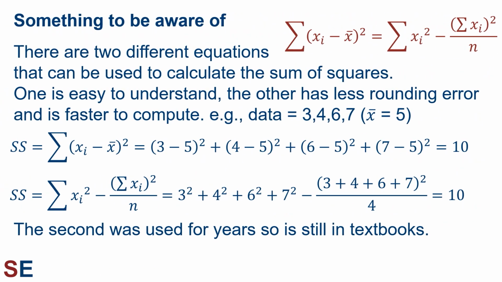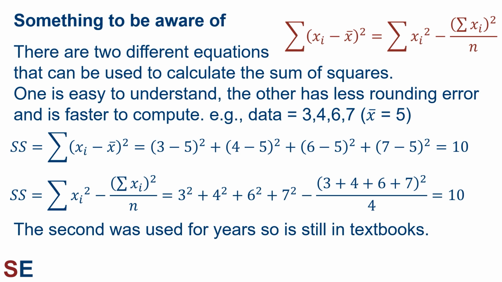Before we move on to the discussion of the shape statistics, there's something you should be aware of. There are two different equations that can be used to calculate the sum of squares, as shown on the top right of this slide. There's the summation of the squared differences, which is fairly straightforward, and then there's that second equation, which is the sum of the squared values minus the sum of the values squared, all divided by the sample size. Both of them will give you the exact same number with a particular data set, as you can see in the example shown on this slide here, for a data set of 3, 4, 6, and 7, which has a mean of 5.